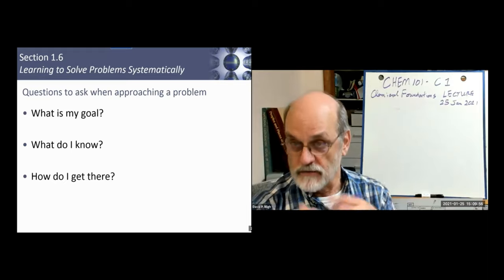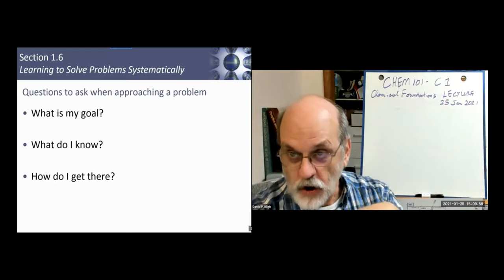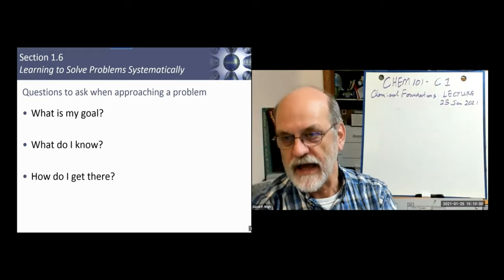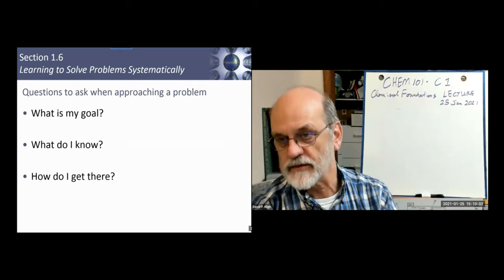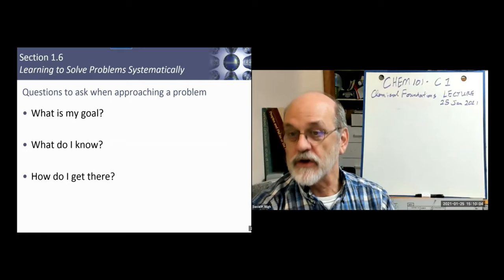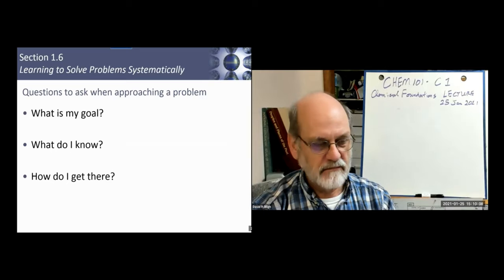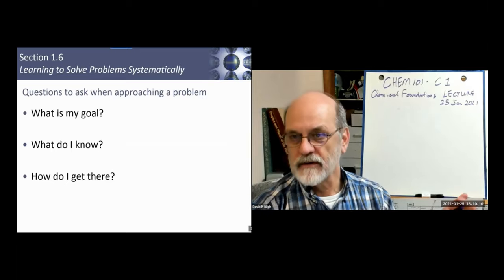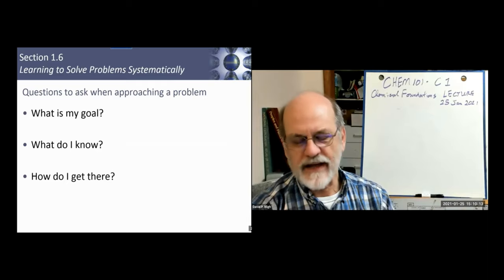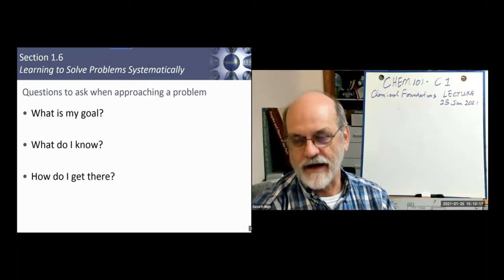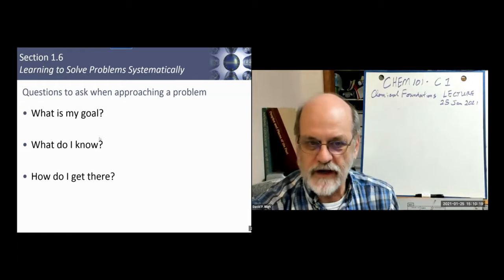Curiosity helps you look for information and methods of solving problems. Boredom tells you when you got there. If you work 20 problems of the same type, by the time you get to the 20th problem, you're going to be bored. All right, so curiosity and boredom are your two best friends.